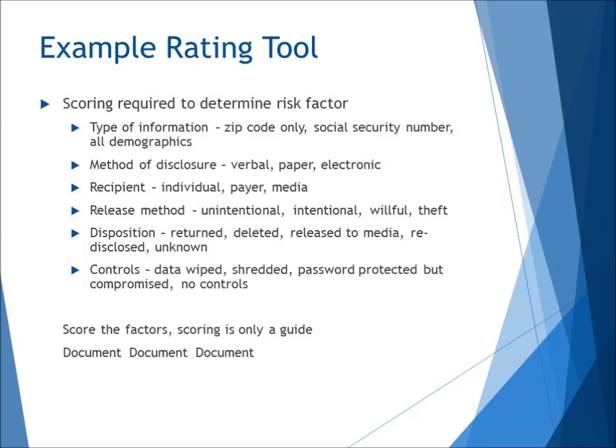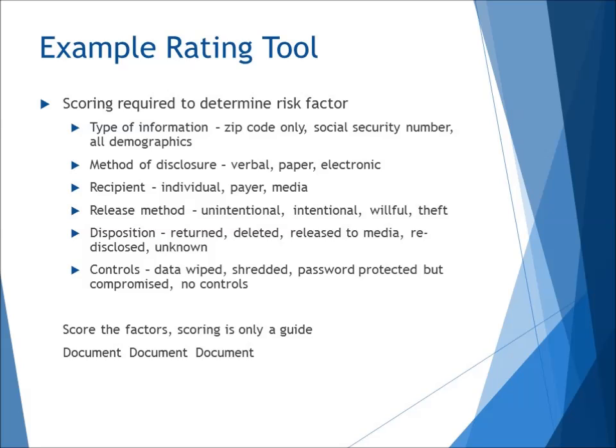As we move to a Social Security number and a name and a date of birth, this becomes a higher risk factor. How was it disclosed? Verbal, paper, or electronic? These all factor into the risk. Who was the recipient? Was it someone who was a hacker? Was it someone who works in healthcare, who understands confidentiality? Was it a payer? Those types of things. How was it released? Was it willful? Did someone steal it? The disposition, was it redisclosed or was it sent back to us?